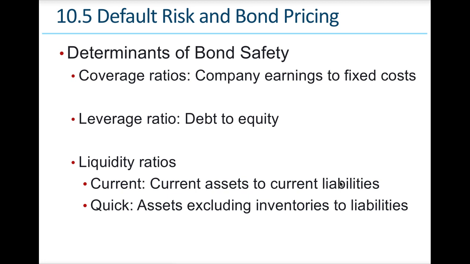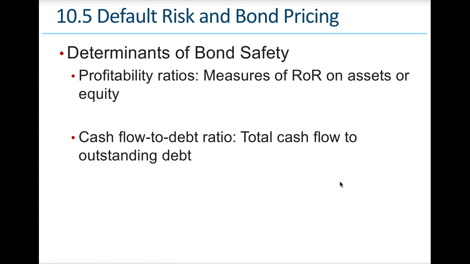We could look at the coverage ratios, so we could look at a company's earnings to their fixed costs to see how much money they're making versus how much interest they have to pay. We could look at how leveraged the company is, their debt to their equity. And we can look at leverage ratios, something that we're going to talk about more when we talk about financial statement analysis. But the liquidity ratios are the current and quick assets. We're going to look at their current assets to the current liabilities, just to get a sense of how strong the company is in their financials.